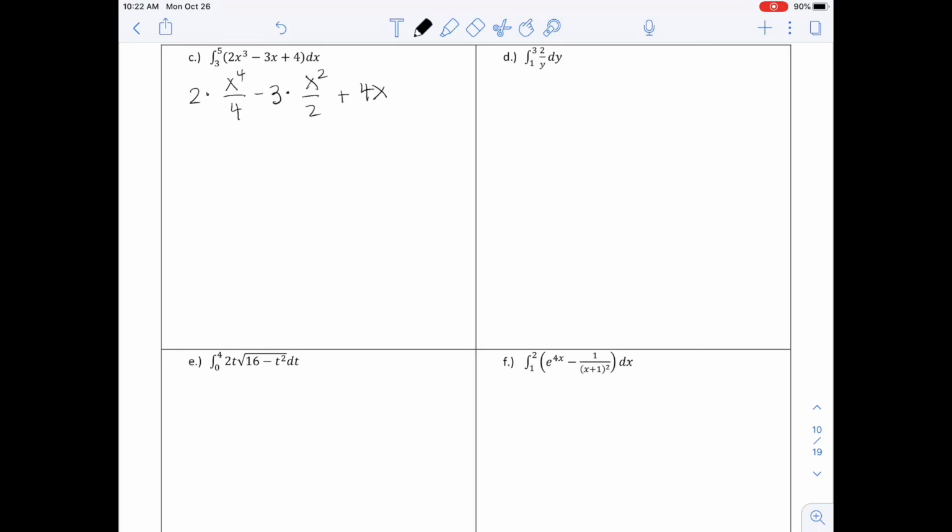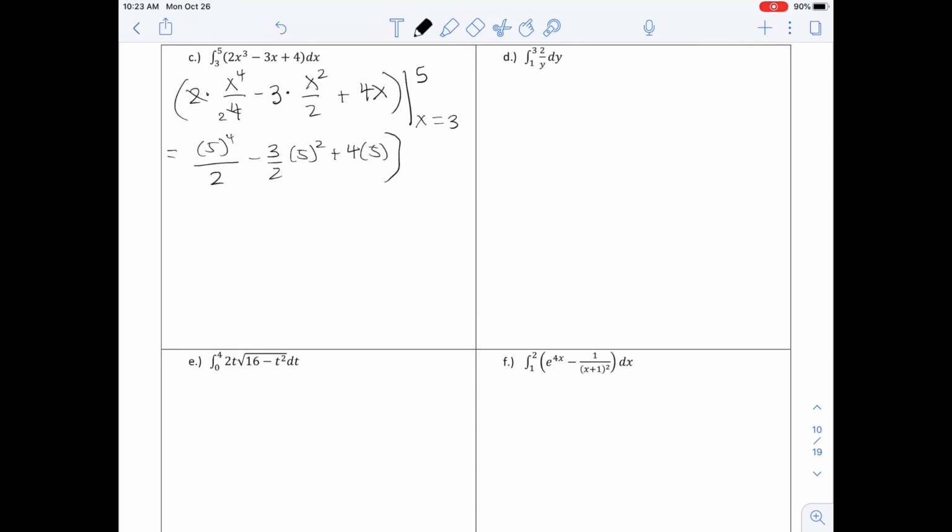And again, we do not need to use that plus c because we are dealing with a definite integral, and that value would just cancel right out. So I'm going to put it in parentheses, and I'm going to say evaluated from x equals 3 to 5. From here I can simplify, and this would just be a 2 down here. So substituting in 5, I'd have 5 to the 4th all over 2 minus, I'm going to write the 3/2 out in front, and then 5 squared plus 4 times 5.